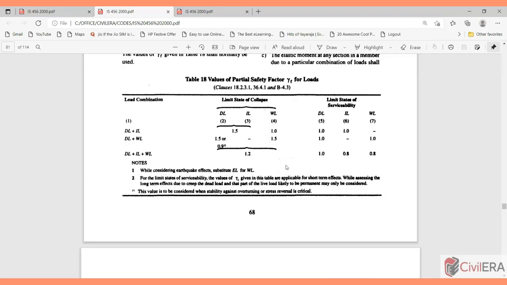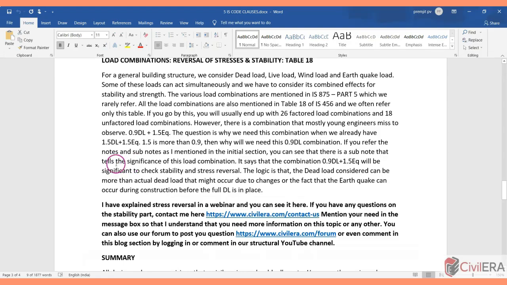The next clause that I want to tell you is about Table 18 here, and you can see that there is a load combination 0.9 DL plus 1.5 wind load. So my whole point is that when you have a combination of 1.5 DL plus 1.5 EQ, what is the need of 0.9 DL plus 1.5 EQ? 0.9 is less than 1.5. So why do we need that particular combination is my question.